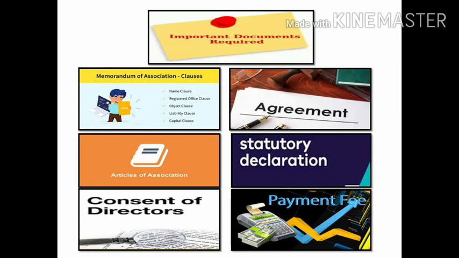Now, what are the important documents that are required during the formation of company? The first one is memorandum of association, MOA. It has got various clauses, details you will learn. Second one is articles of association, then consent of proposed directors, agreement signed by all, statutory declaration, and finally payment of fees. These are the 6 main documents required at the time of the formation of the companies.